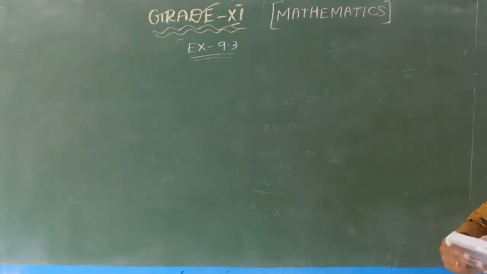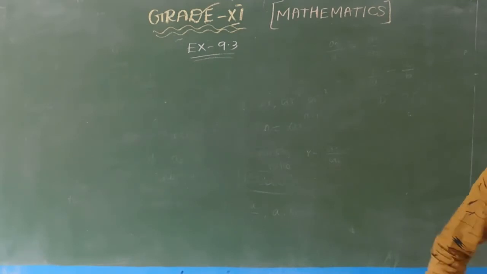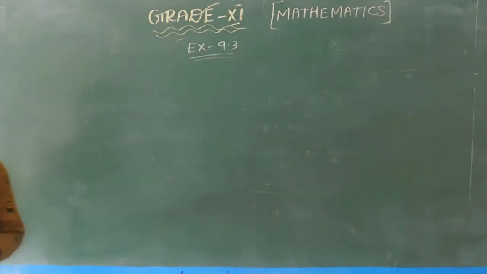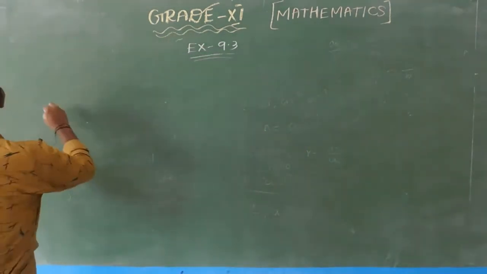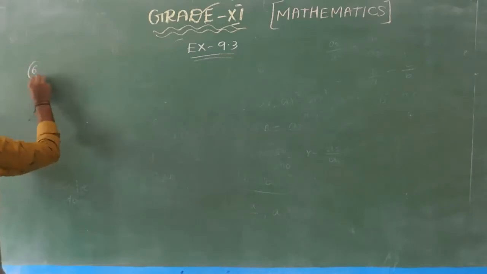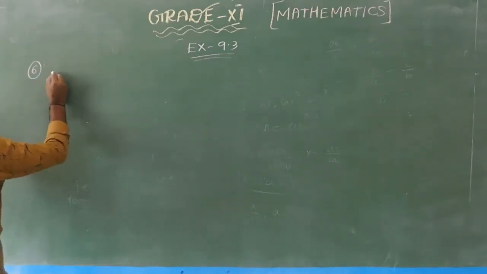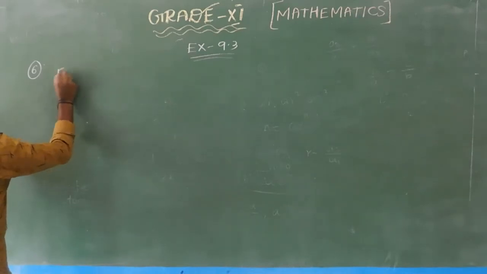So look at question number 6 in exercise 9.3. Three terms are given: minus 2 by 7, x, minus 7 by 2. Students, some books have a printing mistake in question number 6. Here, find the values of x.